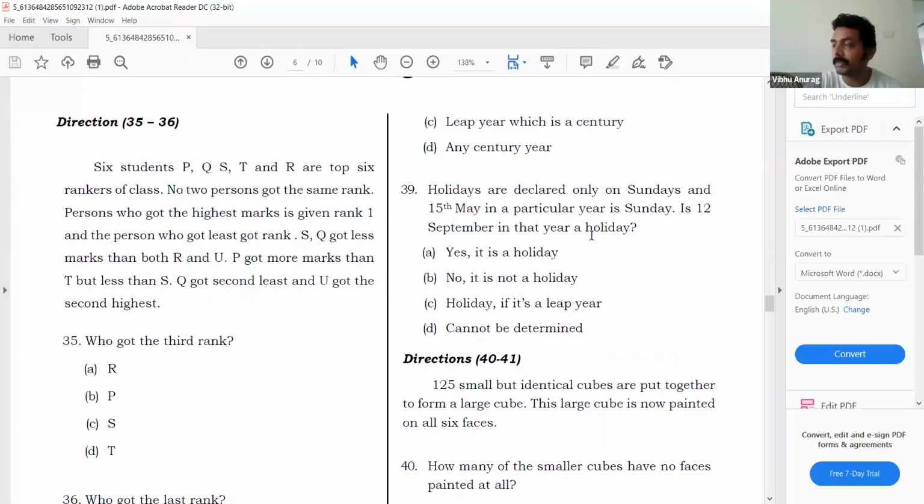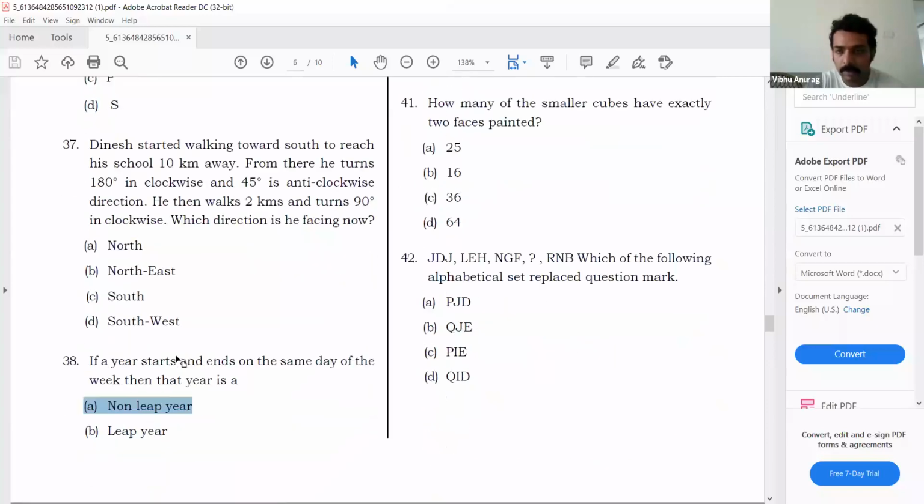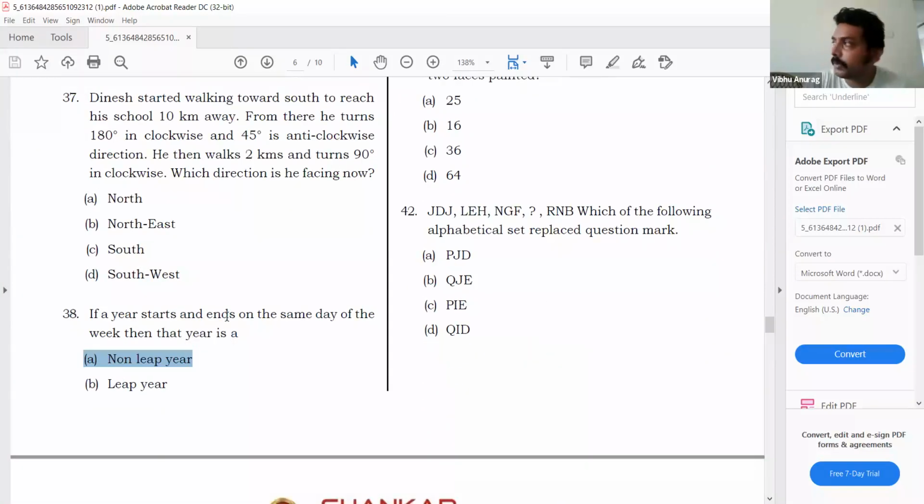Non-leap year, 365 days. Did you understand? A year can have either 365 or 366 days, which means it will start and end on the same day if it's a non-leap year, or it will end on the next day. Like if 1st January is a Monday, then 31st December will also be a Monday in a non-leap year, or a Tuesday in a leap year, because of 366 days. Did everybody understand this? If you have any doubts, please ask. I'll explain it again.